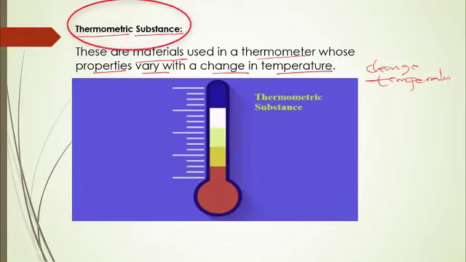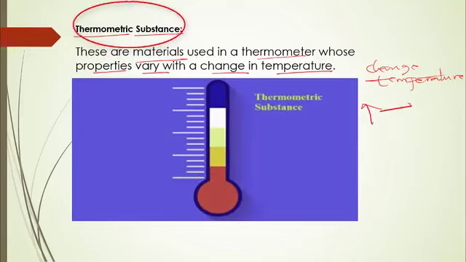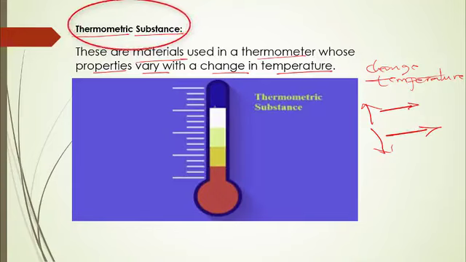So what we're trying to say is that thermometric substances react to a change in temperature. If temperature goes up, they react. If temperature comes down, they also react as well. It is this reaction that helps us to be able to take readings using a thermometer.